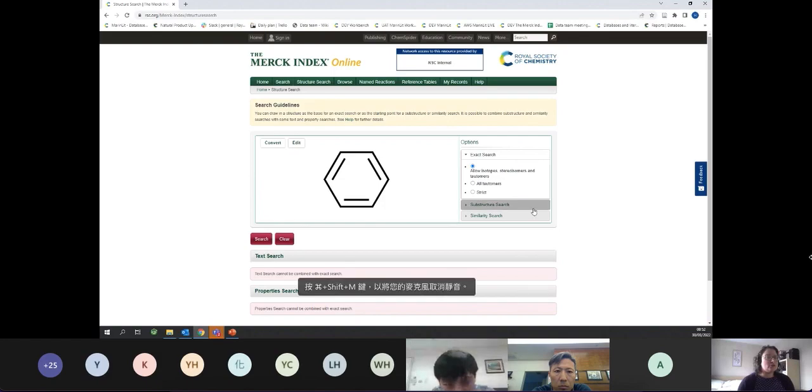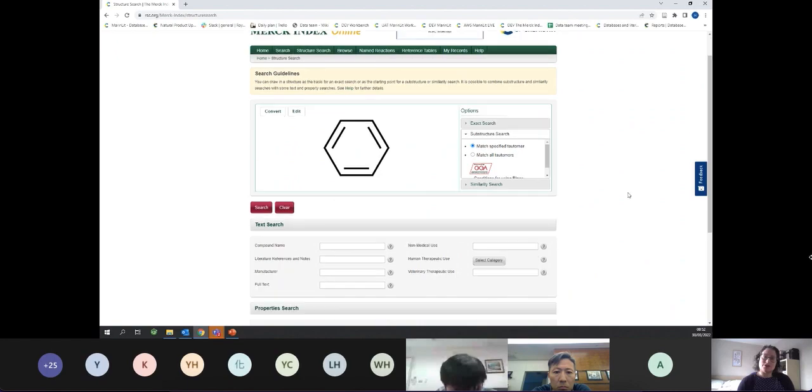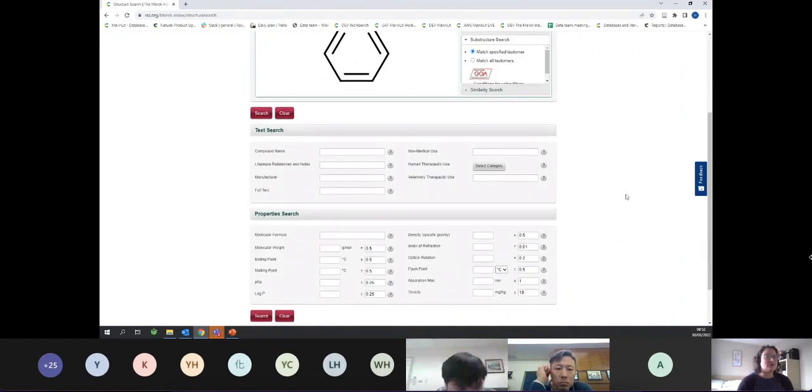Or the other option is you could do a substructure search, which will again do a structure search, but where this is only part of the molecule that you're looking for, and you don't have to draw the entire thing. If you are doing a substructure search or a similarity search, you can combine it with the text search and the property search that we've done previously. So you can actually set up quite a complex search over several different fields to try and narrow down what you are looking for in the MerckIndex online.